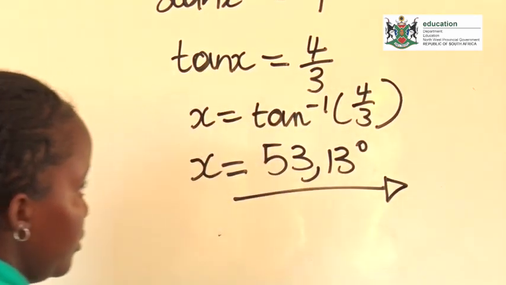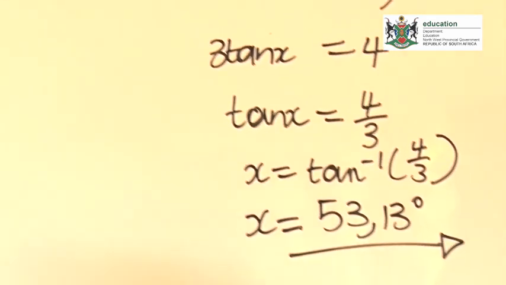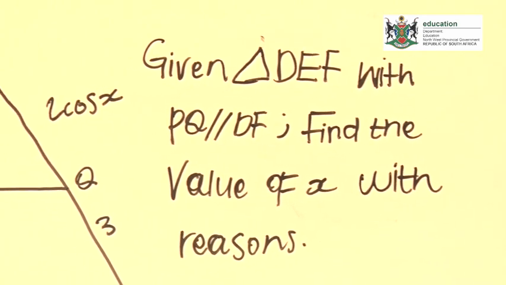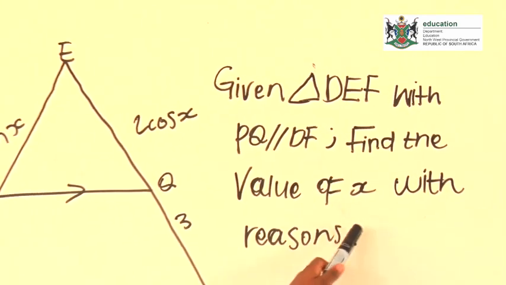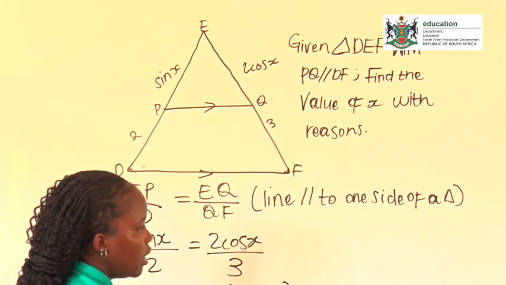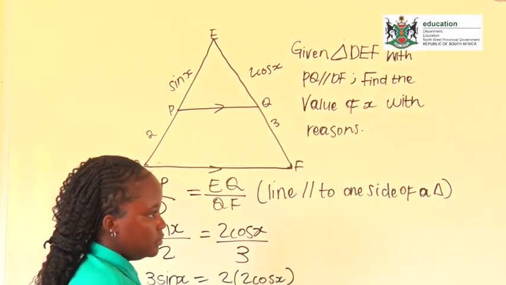Let us read the question and see if we have answered. Given a triangle DEF with PQ parallel to DF, find the value of x with reasons. With reason. So you see we have answered the question. We are ready to go to the university of our choice.